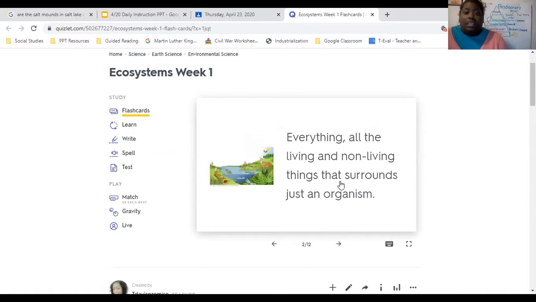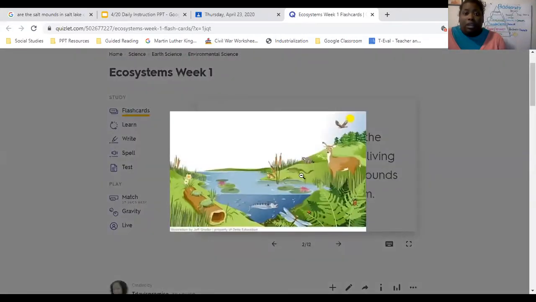All the living and non-living things that surround just an organism. So when we looked at this picture, we saw all of these individual organisms, and then there were some individual organisms in the water. And all of these organisms, the plants and the animals, everything around a specific organism like this fish would be its environment. Everything around this deer would be its environment. Everything around it looks like a ladybug right there would be its environment.